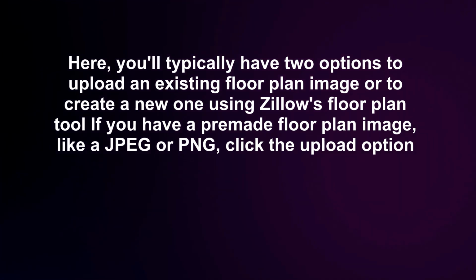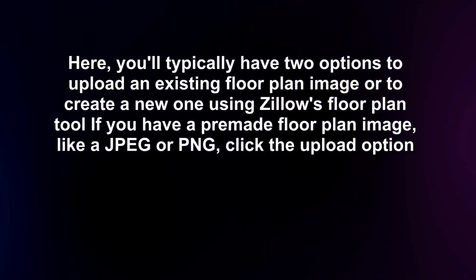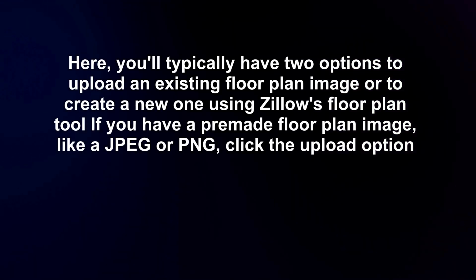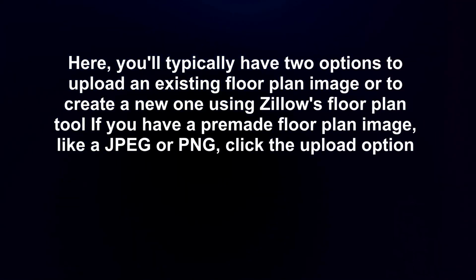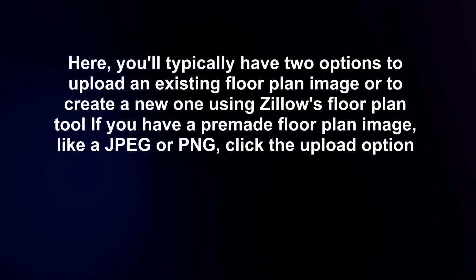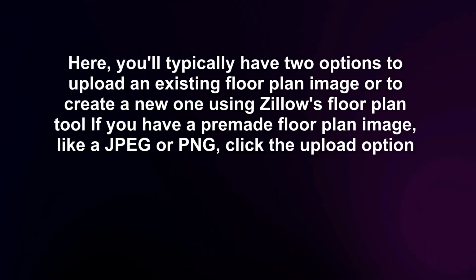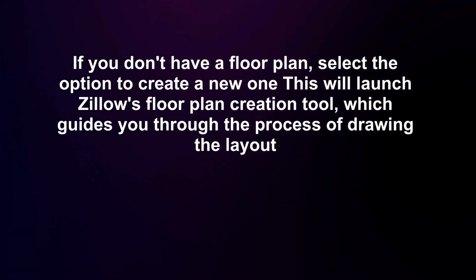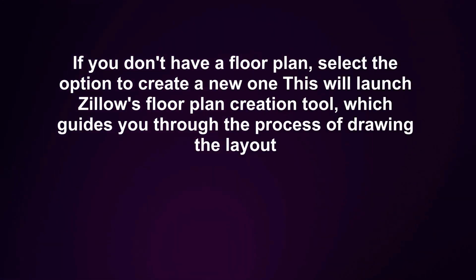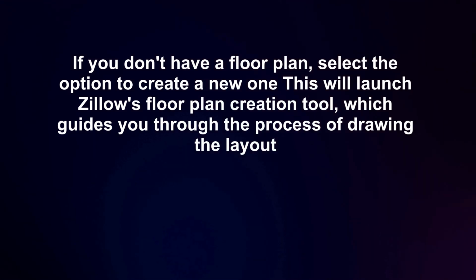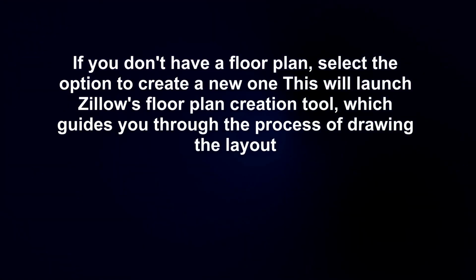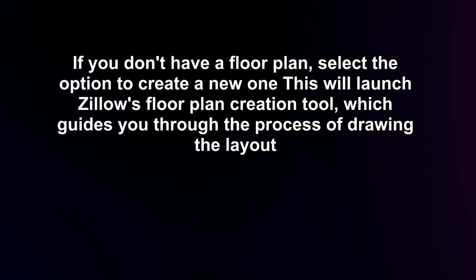Here, you'll typically have the option to upload an existing floor plan image or to create a new one using Zillow's floor plan tool. If you have a pre-made floor plan image, like a JPEG or PNG, click the Upload option. If you don't have a floor plan, select the option to create a new one. This will launch Zillow's floor plan creation tool, which guides you through the process of drawing the layout.